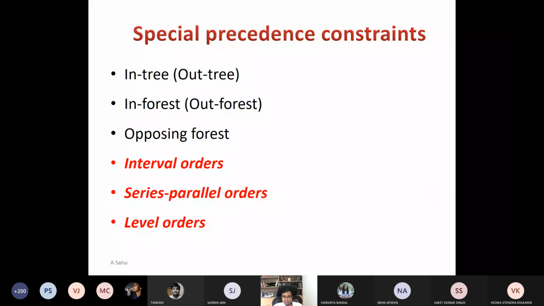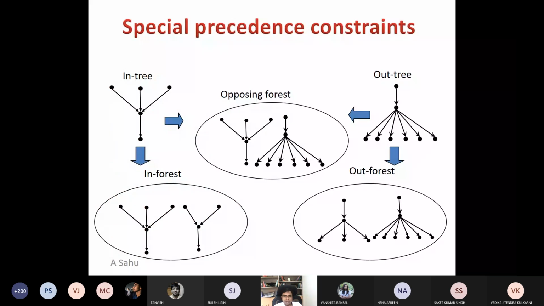So what are the special precedence constraints? In general, precedence constraint by default we say DAG. That is the biggest one, the one you consider in most of the cases. Others are in-tree, out-tree, opposing forest, interval order, series parallel order, and level order. We'll not go into interval order, series parallel order, and level graphs. Let's see in-tree, out-tree, opposing forest with examples so that it will be more clear.